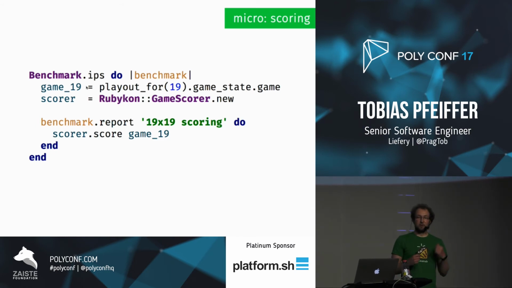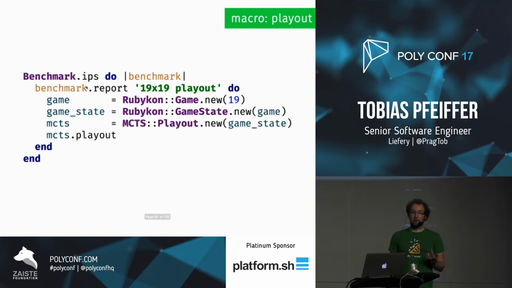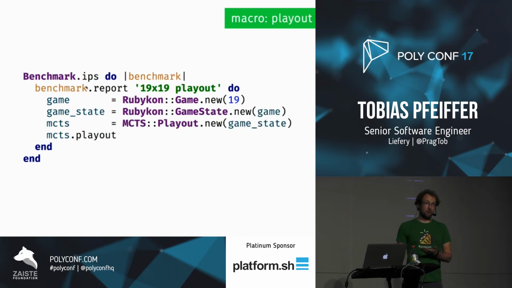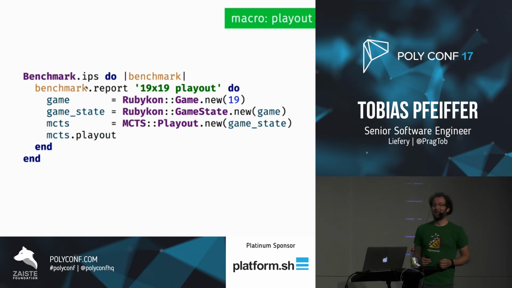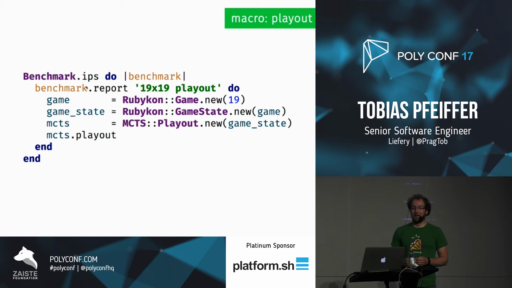That's a very micro benchmark. It's one single method. It does one job. Macro benchmark is this playout that we've already seen in the JavaScript world. So this is my second Go implementation. And there we see how long one playout takes, and we benchmark that.